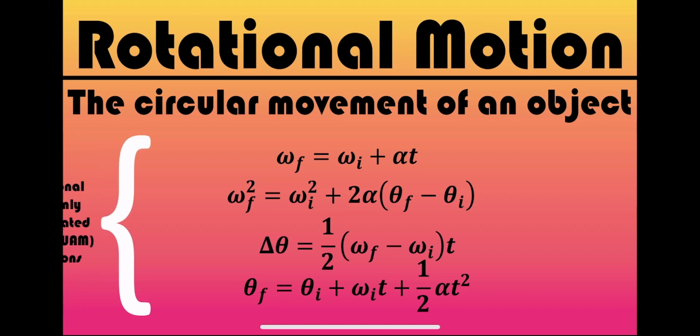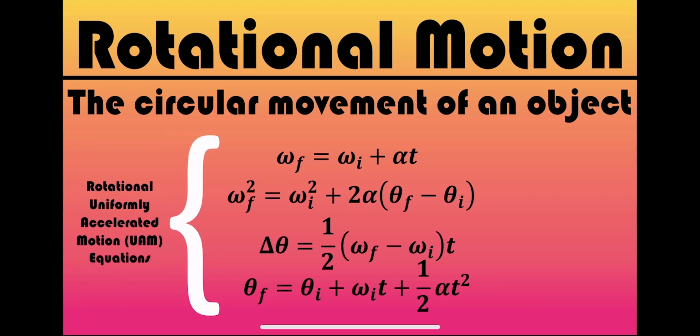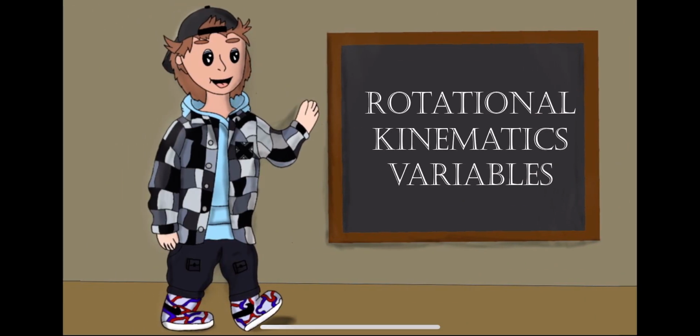These are our rotational UAM equations, and I know they may seem complicated, but once you understand them, they actually are pretty simple. But before that, we have to understand what all these fancy symbols and variables mean.